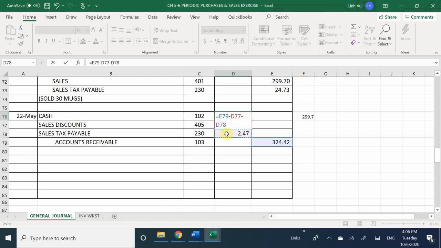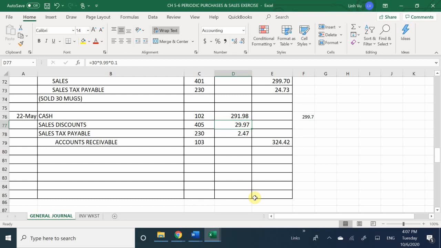Now, how do you calculate how much cash we're actually going to be receiving from this guy? Well, with the cash and the sales discount, with the tax on that, I have $302.17. No, I did not get that. So, how much does he owe us? He owes us a total of $324.42. We need to subtract the discount of $29, and also subtract the tax that was for those $29. $291.98 should be the correct answer for how much cash we're actually receiving.